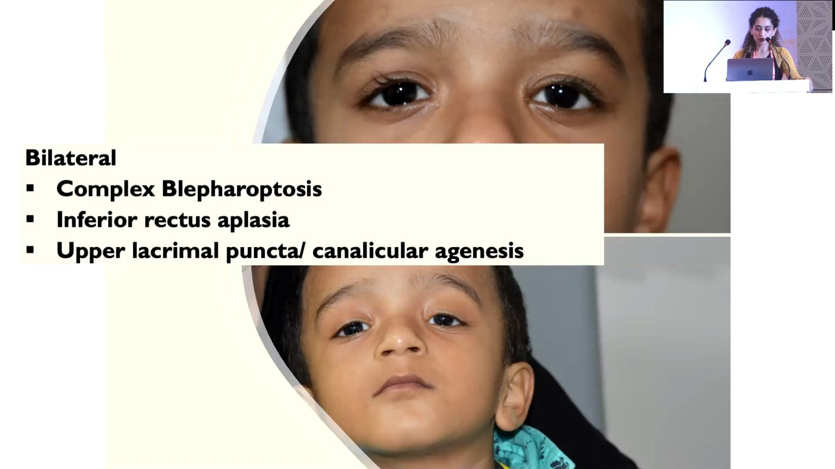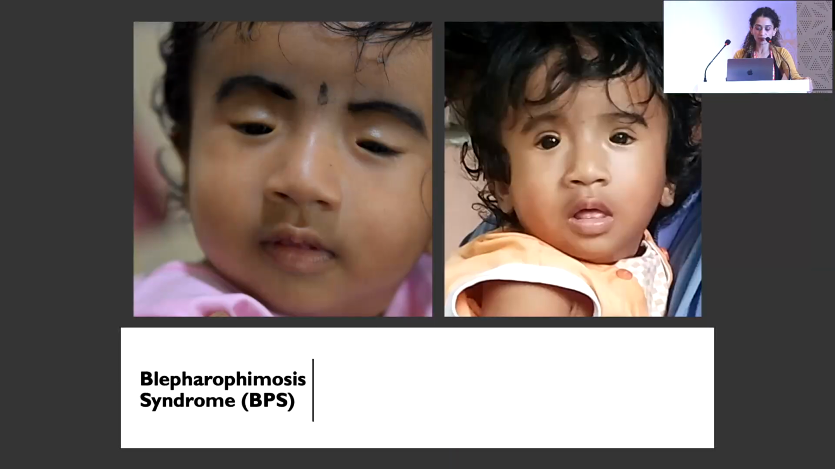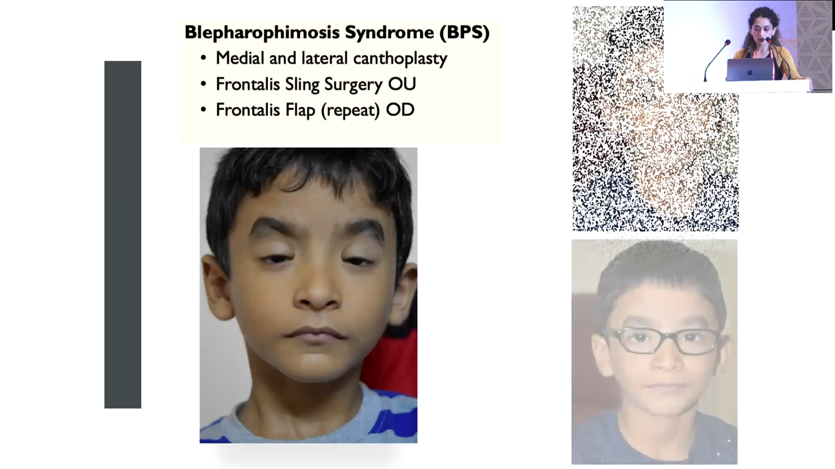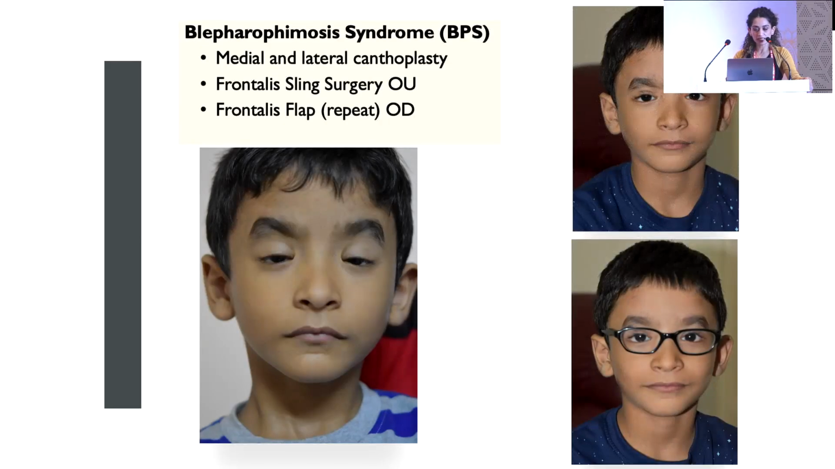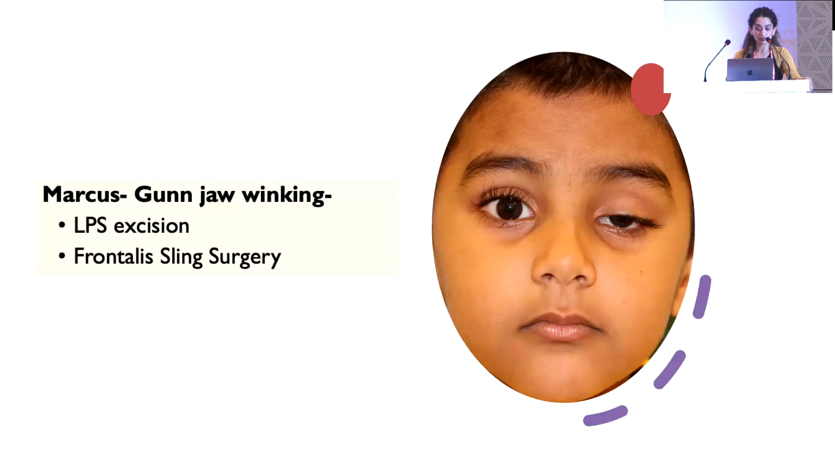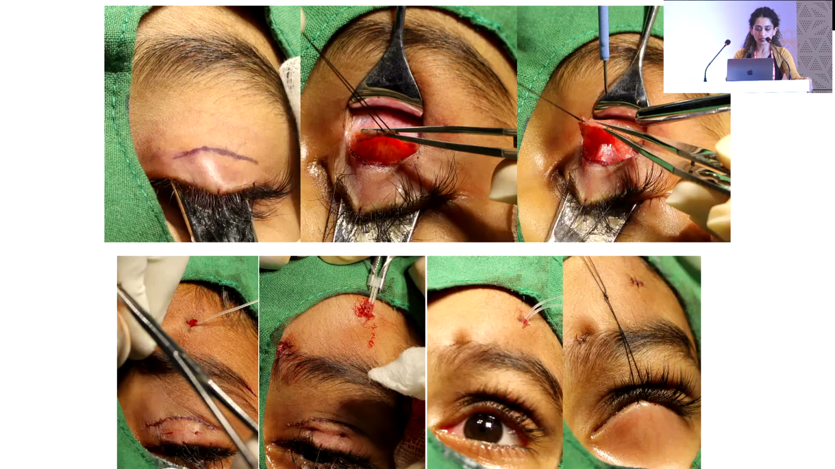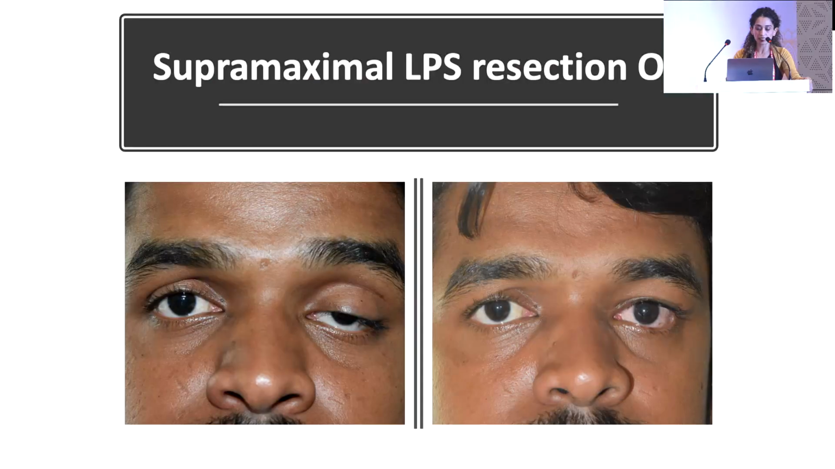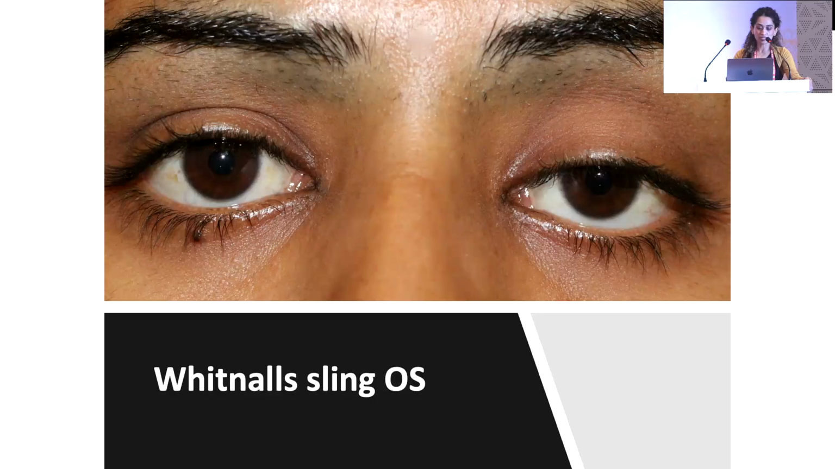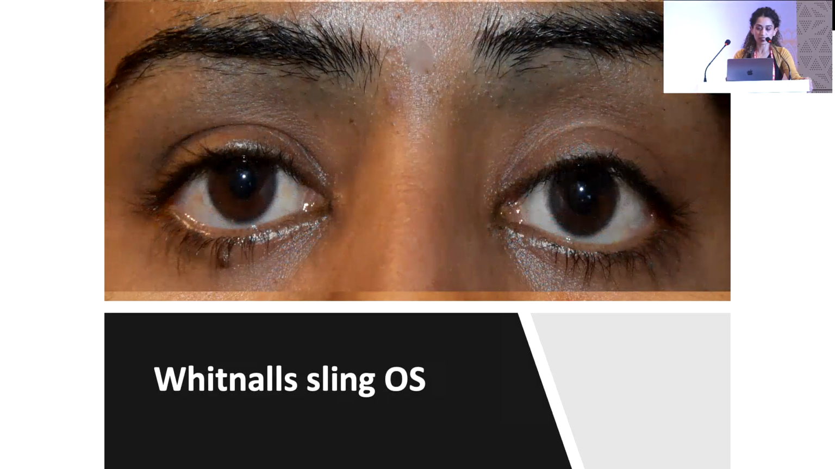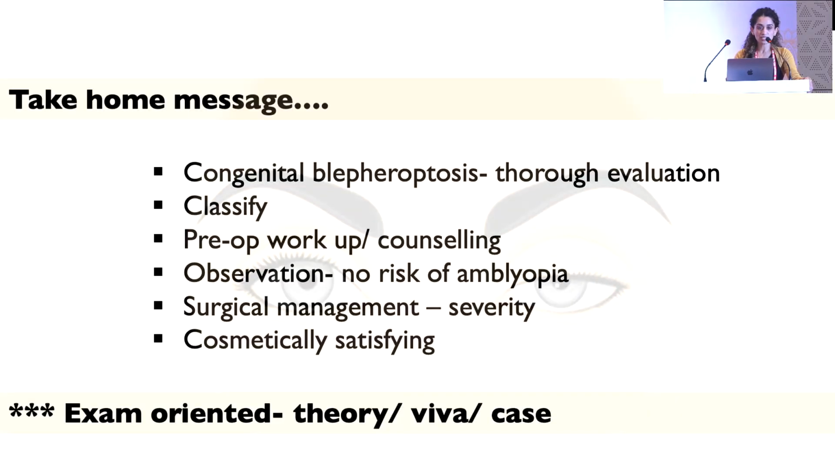bilateral complex blepharoptosis, inferior rectus aplasia, upper lacrimal puncta, canalicular agenesis, this is what the child had, blepharophimosis syndrome, cosmetic surgery with medial canthoplasty, lateral canthoplasty, Marcus Gunn jaw-winking phenomenon. We do LPS excision and frontalis sling surgery, not going into the detail, supramaximal LPS resection of the left eye here, and Whitnall sling in very, very severe ptosis. So take-home message is, it's an exam-oriented topic. You need to know everything about congenital blepharoptosis.